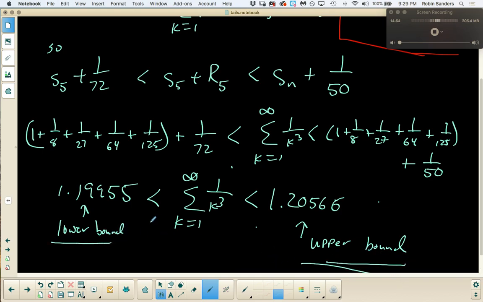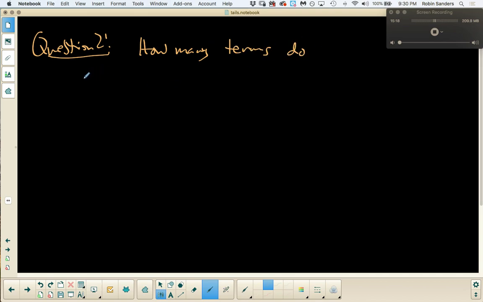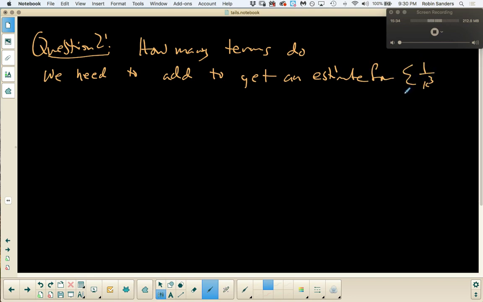Now, I want to look at a second question dealing with p-series. So let's look at a second question dealing with tails. So my second question is going to be this. How many terms do we need to add to get an estimate for, let's stick with the same p-series, the series 1 over k cubed as k goes from 1 out to infinity. And I want to have an estimate for that particular series that is accurate to, say, 3 decimal places.